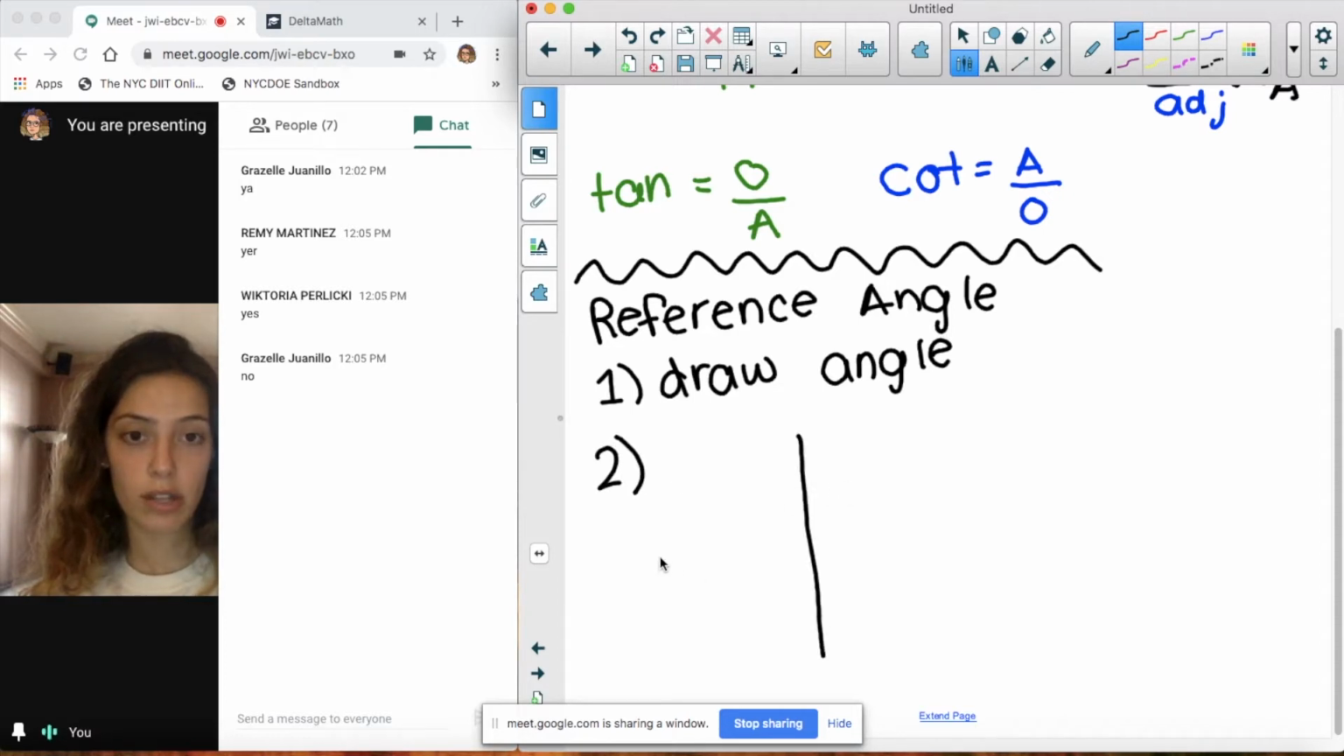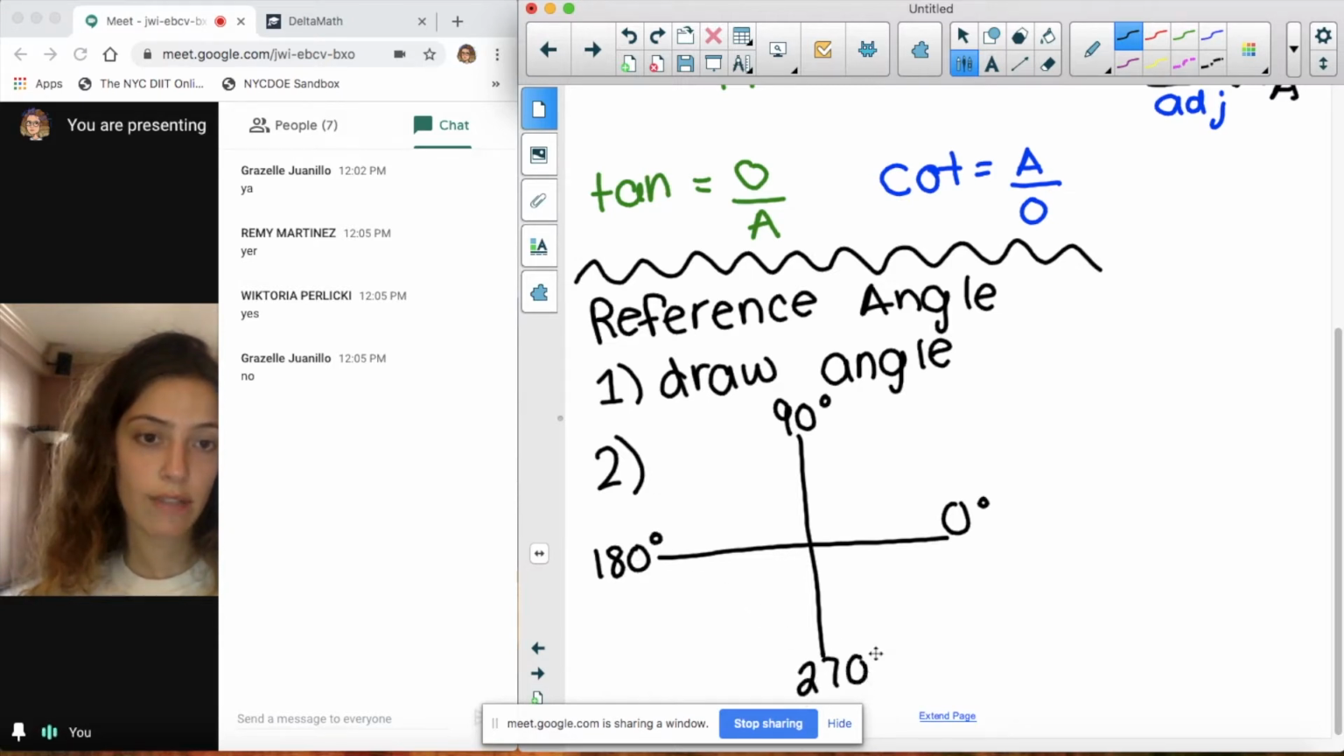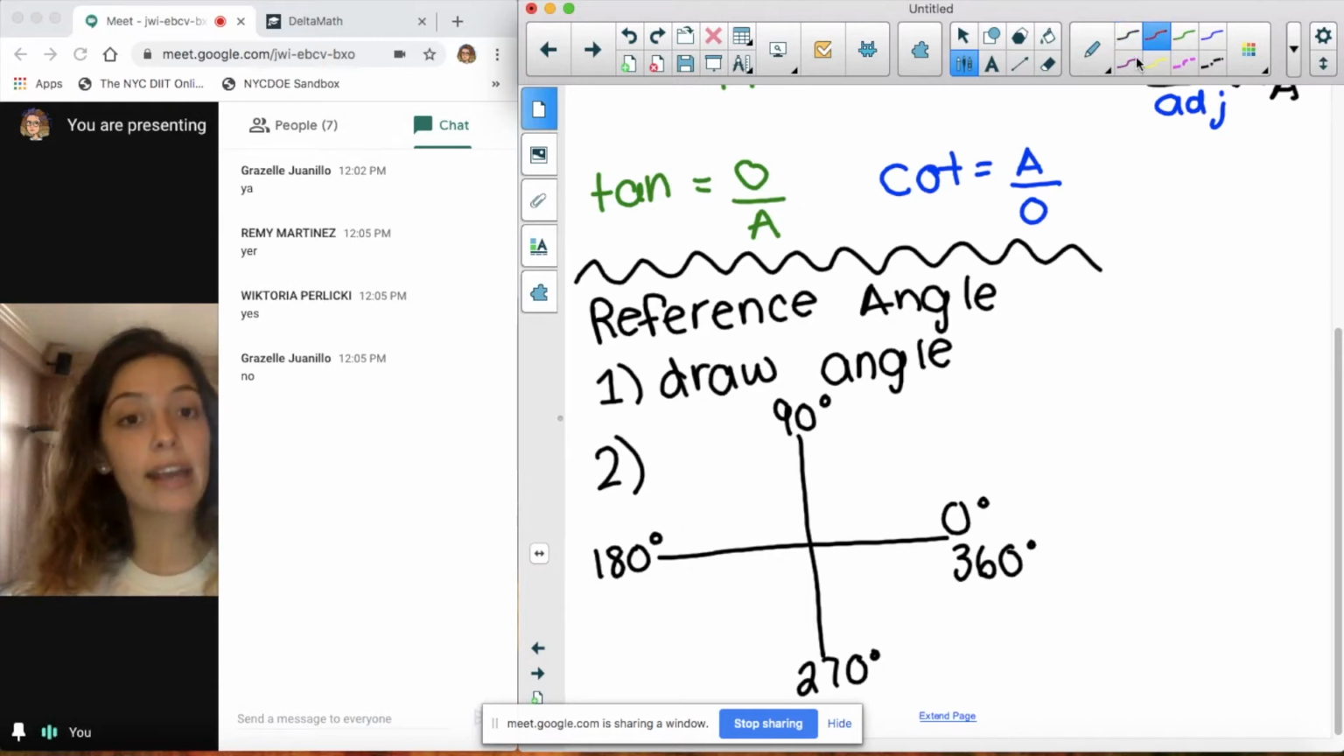So here's our coordinate plane. Now you need to know the degrees of this. So it starts at 0 degrees, then it goes to 90 degrees, 180 degrees, 270, and 360. So you're going to need to know these degrees in order to draw where your angle is.